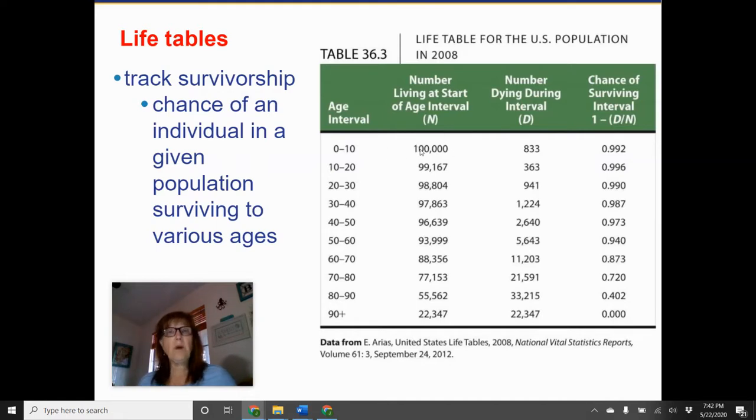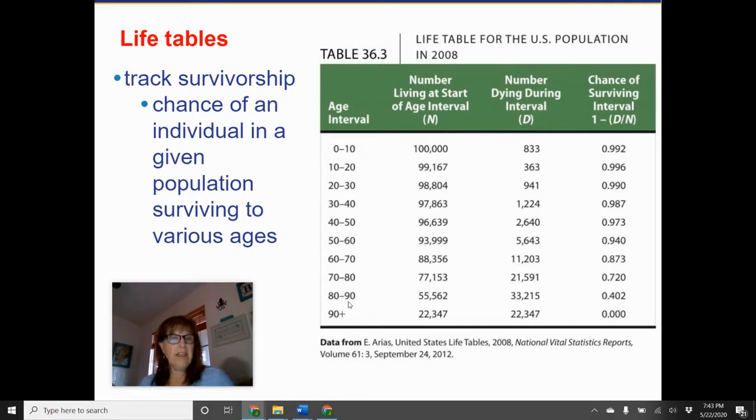In this population, there were 100,000 individuals that were born and that made it to age 10. The number of individuals that died during that duration was 833, so about 99% of that population survived. If we fast forward to between 40 and 50 years old, we start out that age range at about 96,000. 2,640 individuals did not make it, and we can see there's a survivorship rate of about 97%.